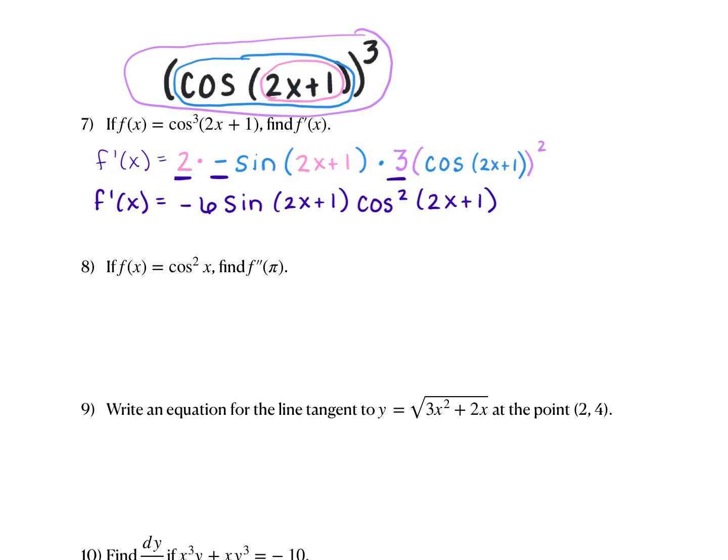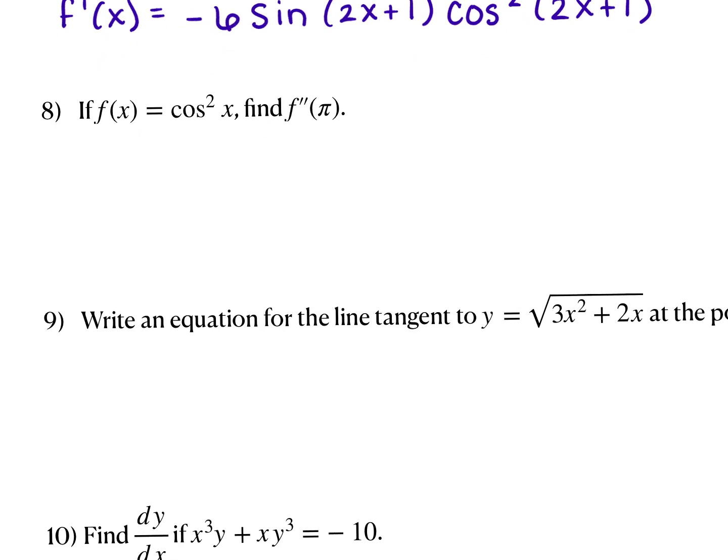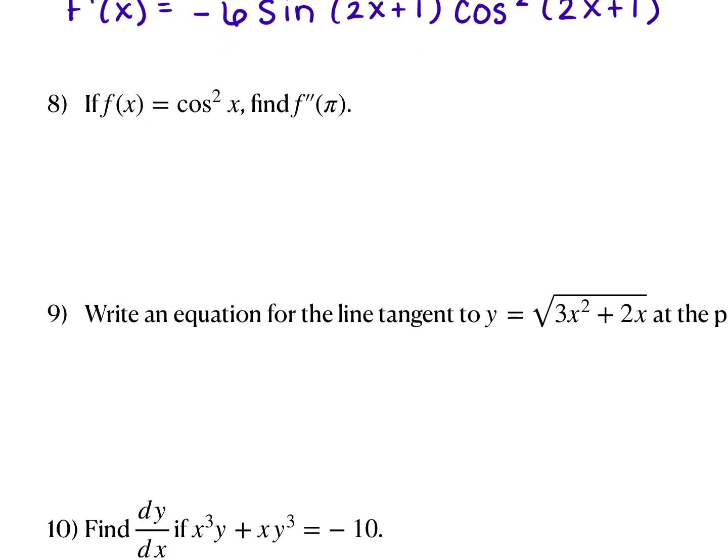Okay. Number 8 is asking us for a second derivative. I'm going to do this by hand. You could actually use that same Desmos method. I'm probably not going to take the time to show that here, but if this was a calculator question, you absolutely could get away with that. Remember that this is really cosine of x with a square on the outside.